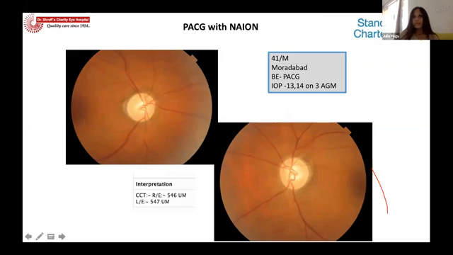So you can also get an NAION in a PACG patient. This is a 41-year-old male who has bilateral primary angle closure glaucoma where the pressures are controlled at 3 AGM. Normally, in whatever pictures I have shown you till now, the neuroretinal rim in a glaucoma patient, unless there's something else, is usually pink in color, unless the patient is myopic. But in this patient, who had high intraocular pressure, the neuroretinal rim is also appearing a little pale. So these are the patients where, when the pressures are very high, some kind of ischemic event has set in, and you get a picture like an NAION.